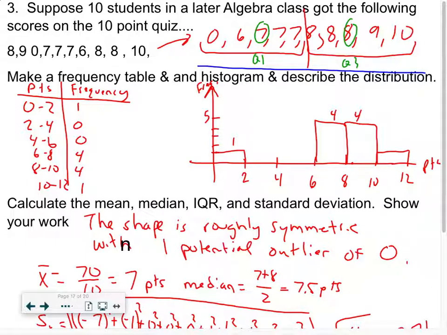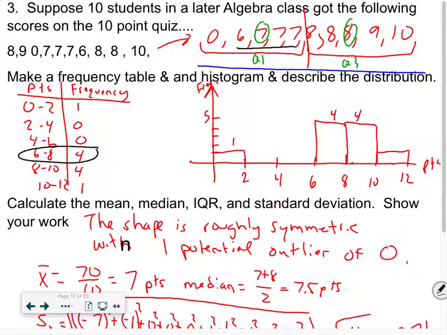That helps me make the frequency table. So you can see that there is one number from 0 to 2. There are 4 numbers from 6 to 8. Notice that 4 right here counts the 6s and the 7s, because an 8 would go in the next group. So the 8s and 9s would be the next group. There's 4 of those, and there's 1, 10 to 12. So remember, a frequency is a count.